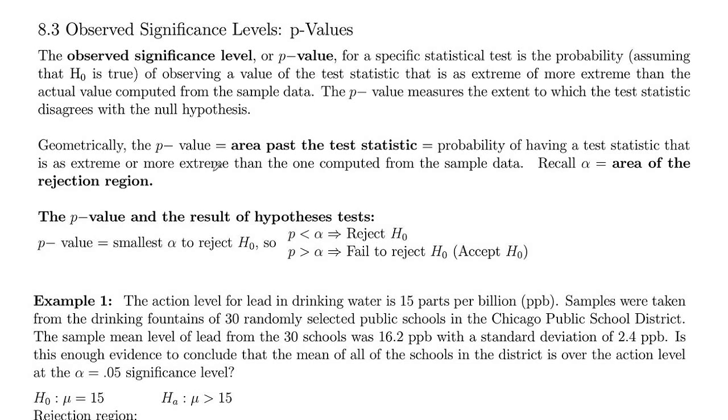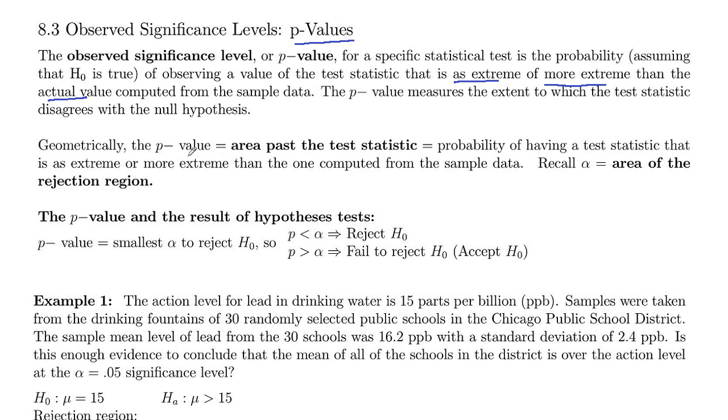So here in section 8.3, we are going to use a p-value or probability approach to hypothesis testing. This p-value, also called the observed significance level, for a specific statistical test that you perform is the probability that, assuming H0 is true, you would observe a value of your test statistic that is as extreme or more extreme than the actual value that you get from the sample data. So your p-value is measuring how much your null hypothesis disagrees with the test statistic. And smaller p-values mean more disagreement.